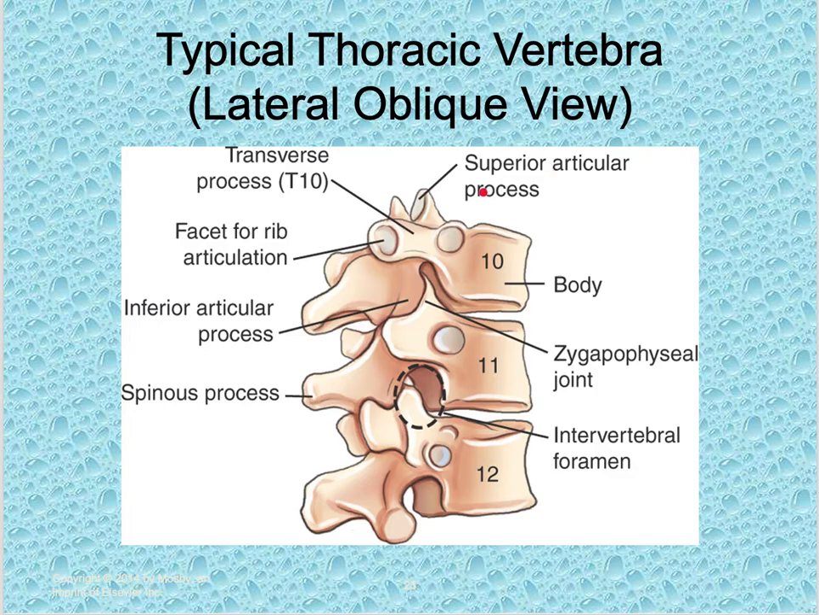Typical thoracic vertebrae, this is a lateral view. Once again, we have body, pedicle, lamina, spinous process. We have that inferior vertebral notch, superior vertebral notch, creating the intervertebral foramen. As the vertebrae come together, the inferior articular process and superior articular process create a zygapophyseal joint. So the superior articular process, the inferior articular process comes down there, zygapophyseal joint. Okay?